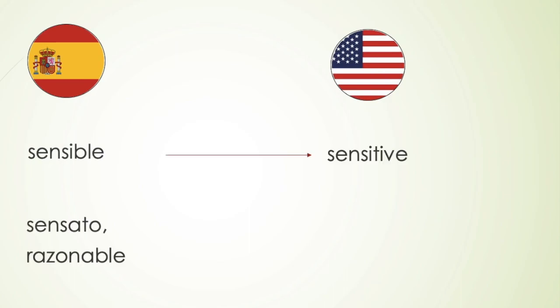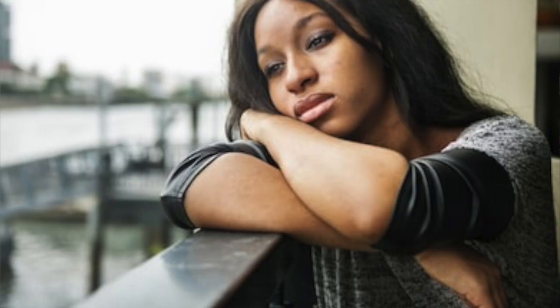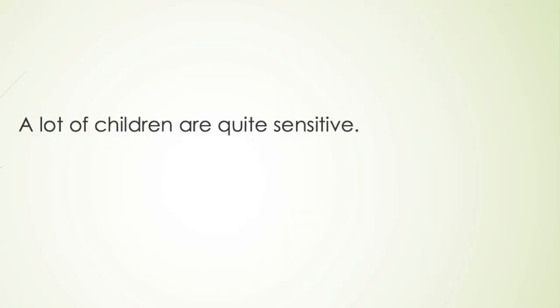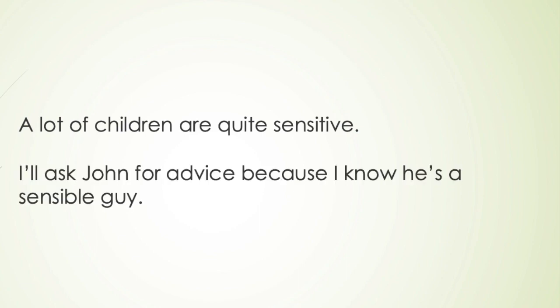Sensato, razonable is sensible. So somebody who is very sensitive is easily upset by the things that other people say or do. For example, when I was a little girl, I was very sensitive. So when you think of the word sensitive, think of a heart, feelings and emotions. However, sensible is somebody who is reasonable, rational, uses some good judgment and practical ideas. So the examples could be, a lot of children are quite sensitive, or I'll ask John for advice because I know he's a sensible guy.